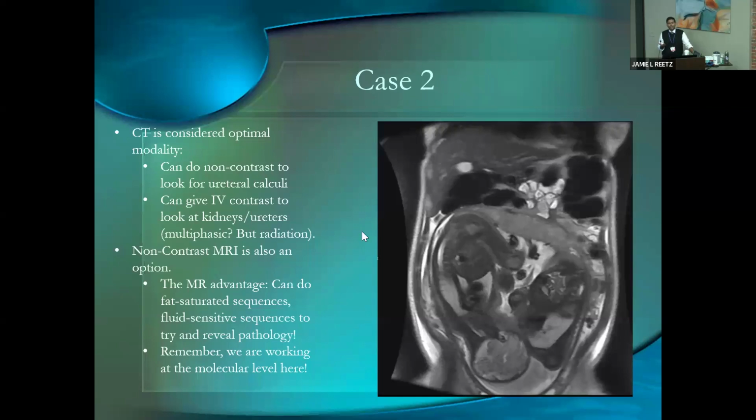It would get you all the information you need very quickly. Now, you could do multiphasic and give contrast and also look to see what the ureters are doing. So you can trick out that CT all you want. Now, being an MR person, I'm going to say, why not try MRI? And so we did try MR here.